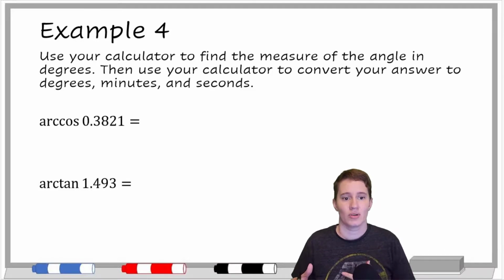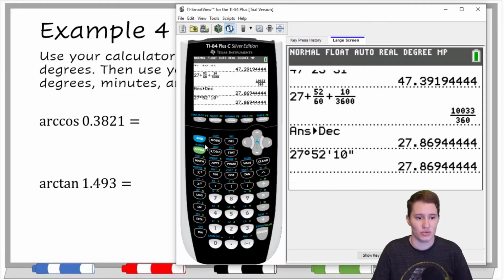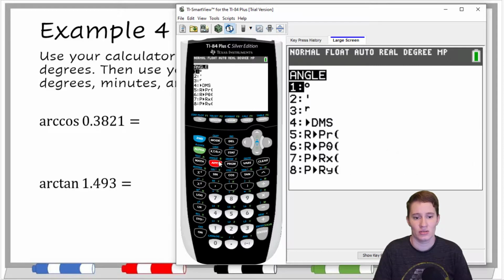So in this example, we're going to use our calculator to find the measure of the angle, which is just like what we did on example 2. And then we're going to take that answer and convert it to degrees, minutes, and seconds. So I'm going to show you where that is in your calculator, although you might have seen it earlier because we were in the angle menu and that's where it is. We're going to do second cosine 0.3821 and press enter.